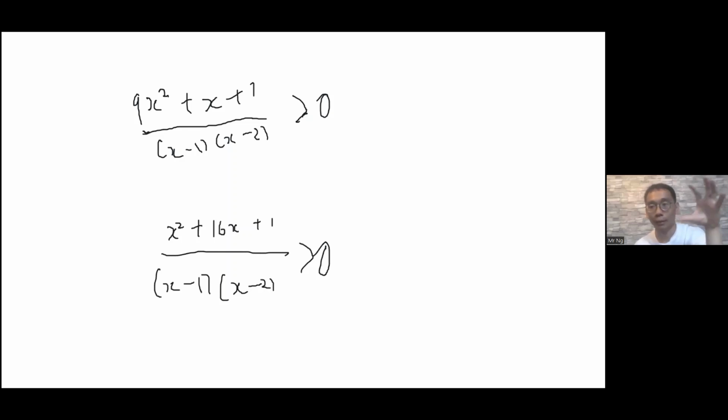The top part, right? Because b squared minus 4ac is 1 squared minus 4ac, so it equals negative 35. So it's less than 0, so we cannot factorize. If we cannot factorize, then we will say that this graph, just the top one, 9x squared plus x plus 1, has no real roots.